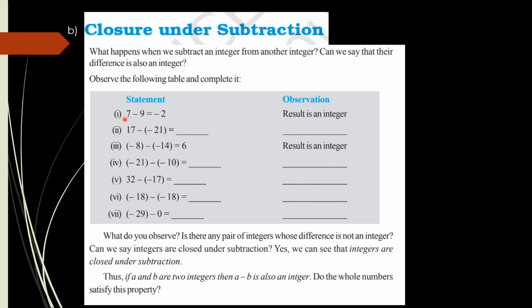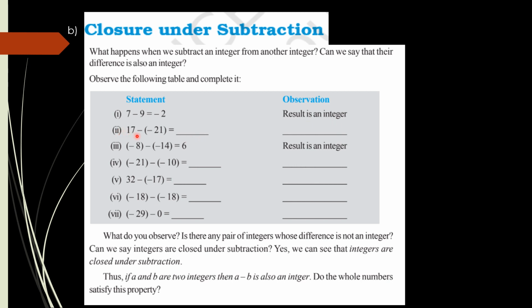Statement first one, 7 minus 9. 7 is a positive number, 9 is a negative number, you have to subtract. So 9 minus 7, that is 2, and 9 is the greater number, sign is minus, so minus 2. Is it an integer? Yes, it is an integer.